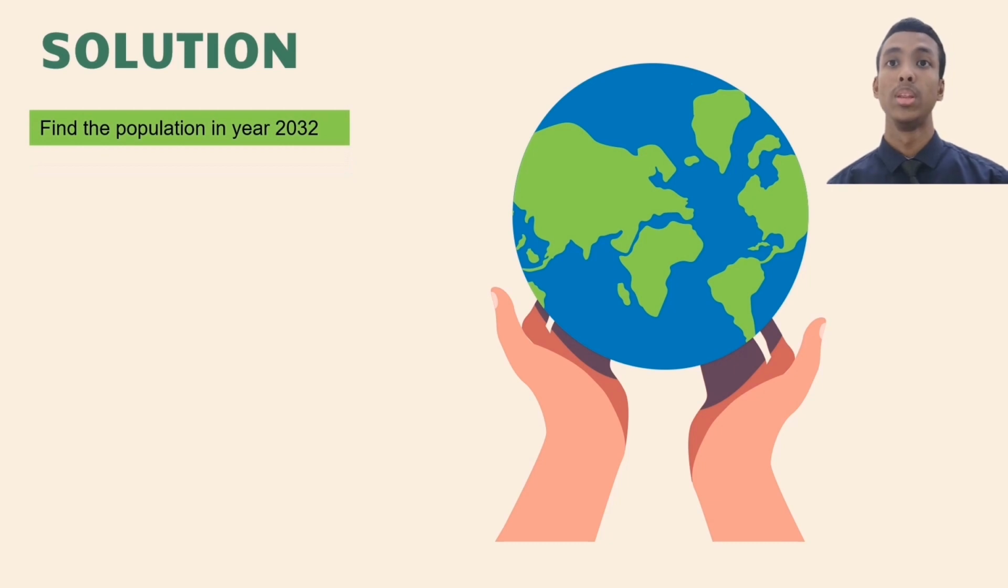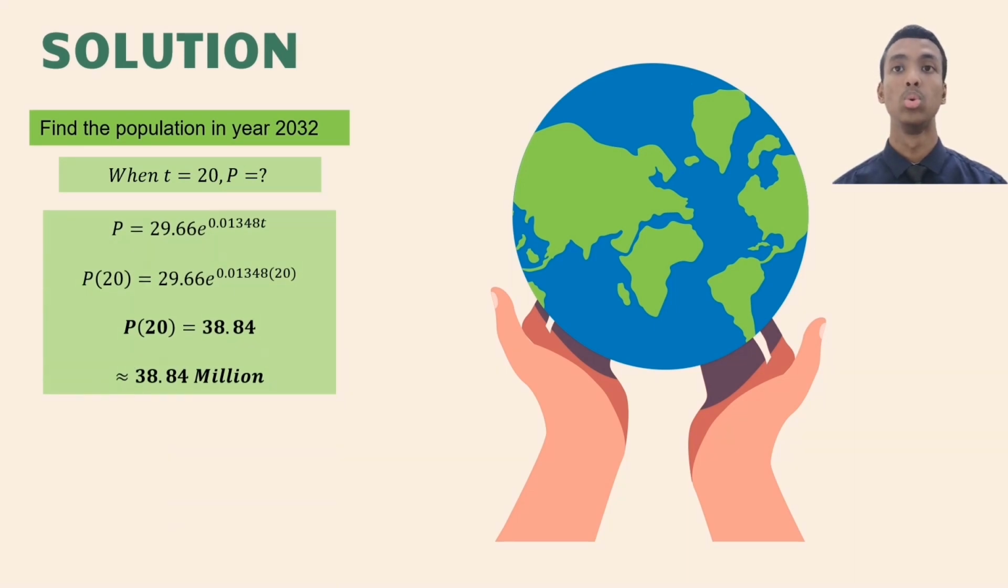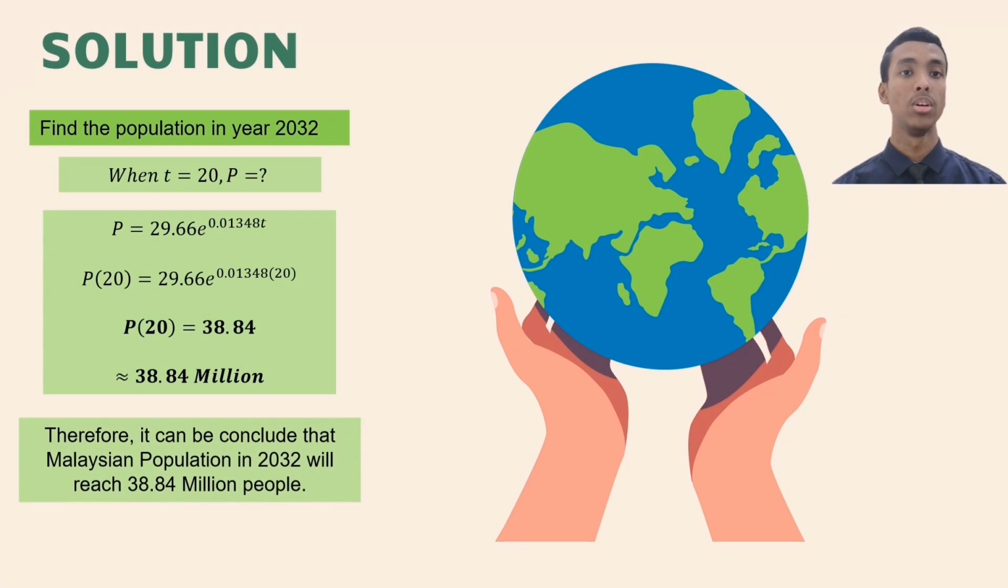Last but not least, we need to find the Malaysian population in year 2032. First, we need to substitute t equal to 20 into the new equation. So we will get P20 equal to 29.66 e to the power of 0.01348 times 20. Then we solve it and obtain the value of P, which is equal to 38.84. Therefore, it can be concluded that the Malaysian population in year 2032 will reach 38.84 million people.